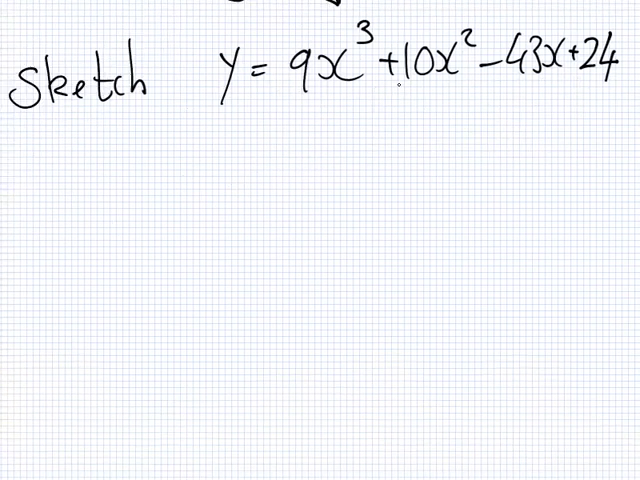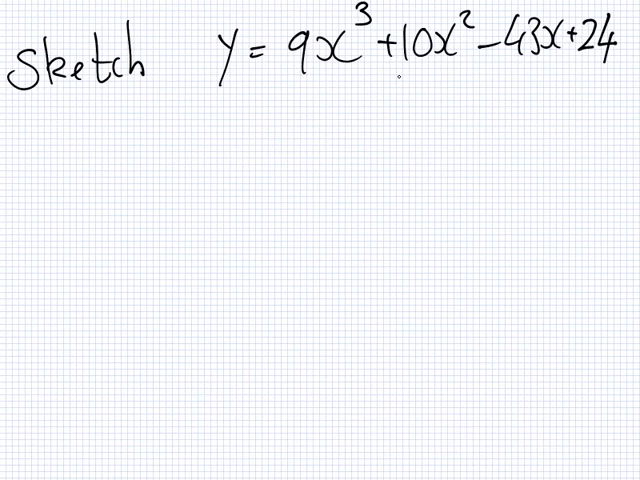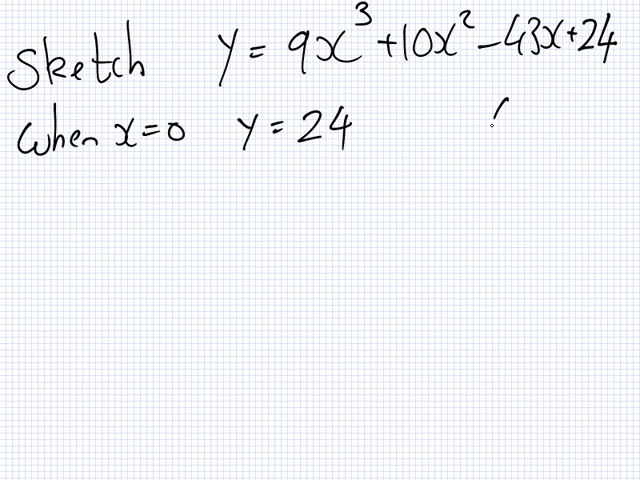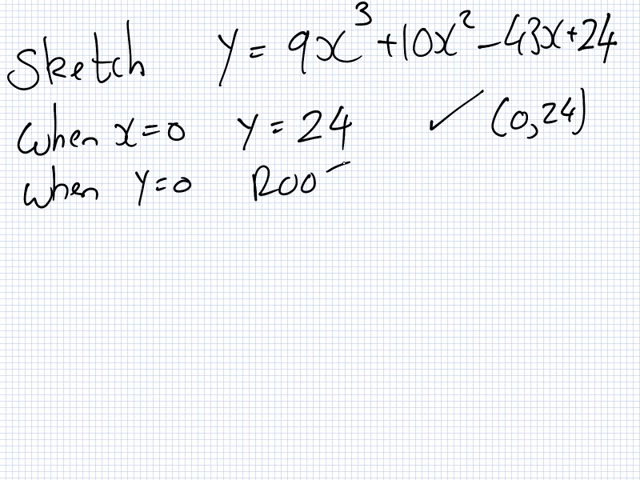Let's find the easiest one first, where it crosses the y axis. So when x is 0, what will y equal from here? 24, yes. So the first point we have is 0, 24. So that's fine. But then the second one is this case, when y equals 0, which is the roots.